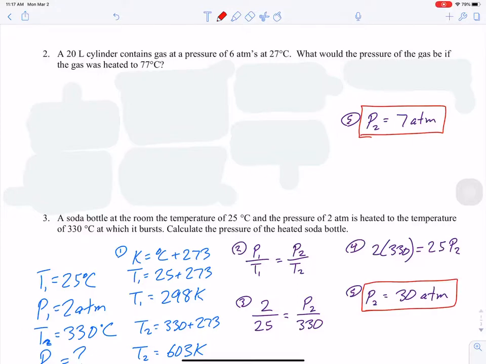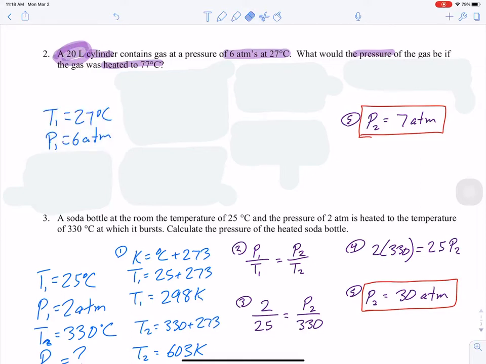Here we're going to look at number 2 and number 4. So we have a 20-liter cylinder. A 20-liter cylinder contains gas at 6 atms and 27 degrees. What would the pressure be if the gas is heated to 77? So our cylinder we're assuming is constant, and so we really don't care about that number there, right?